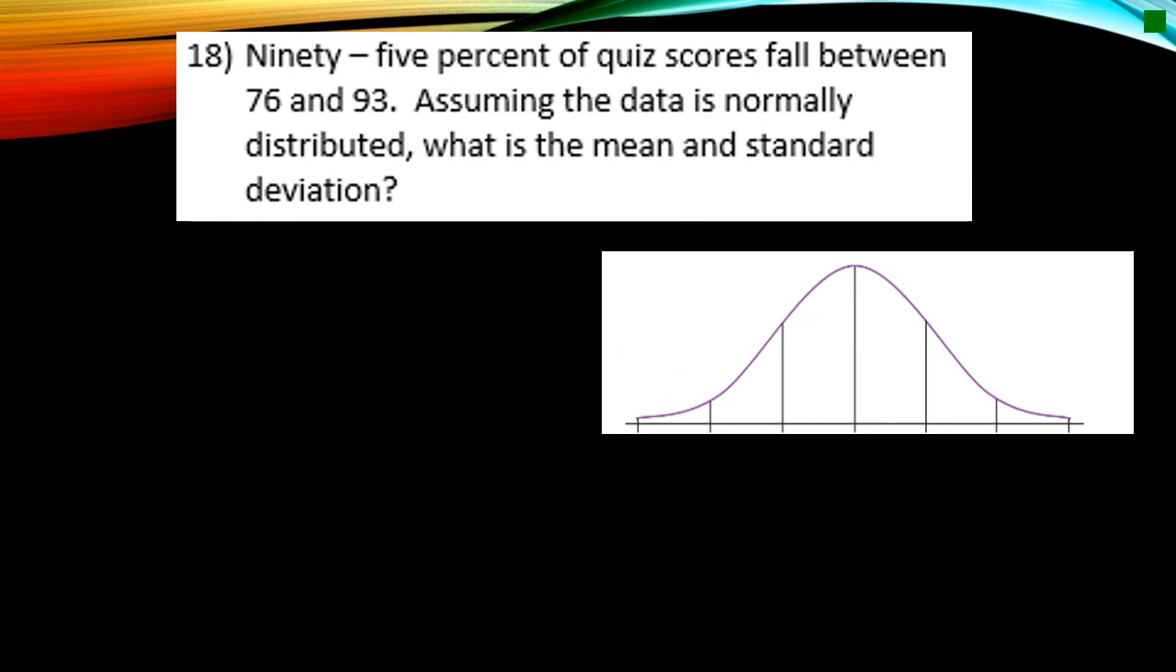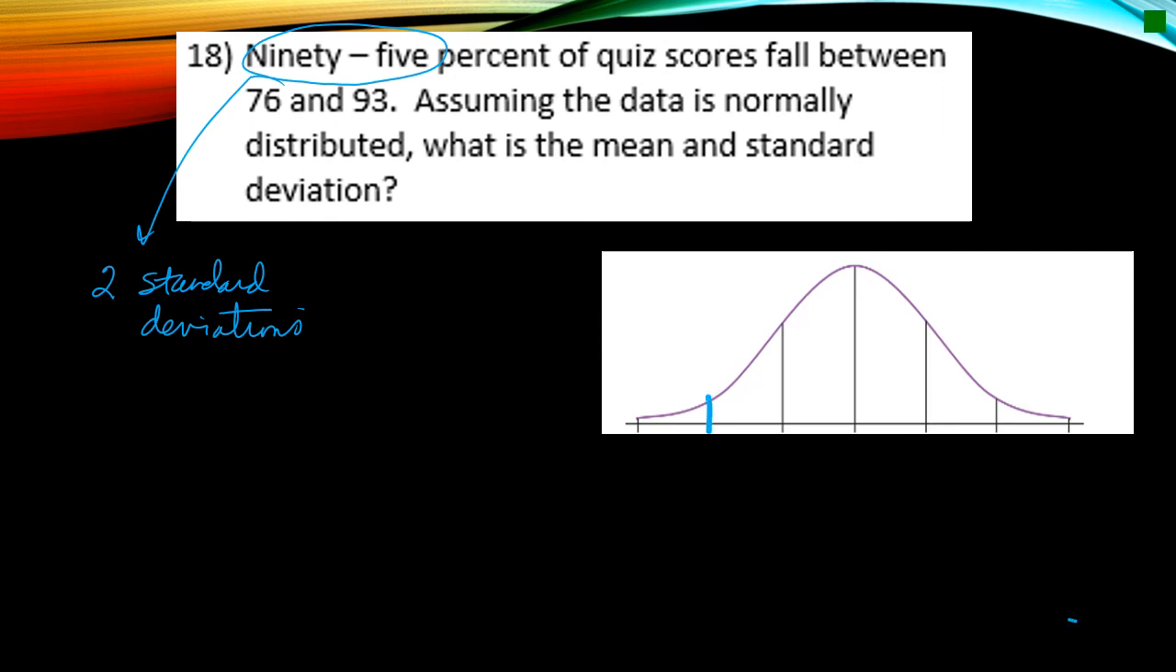95% of quiz scores fall between 76 and 93. Assuming the data is normally distributed, what is the mean and standard deviation? So the first thing we need to do is use this 95% to know where we would put our two numbers on our normal curve. 95% corresponds with 2 standard deviations away from the mean. So I'm going to take my two numbers, which are 76 and 93, and I'm going to put them 2 standard deviations away from the mean.